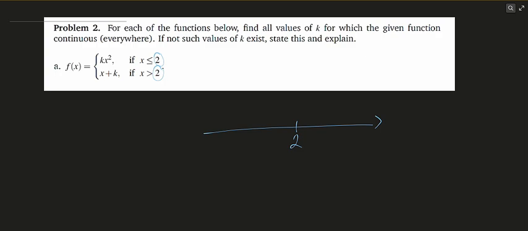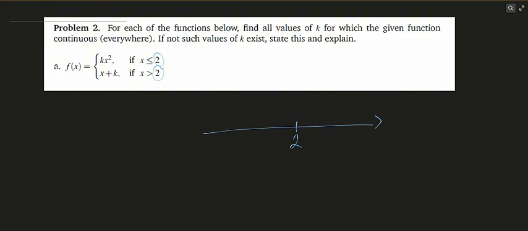The k times x squared is continuous on its own. It's a parabola, a quadratic function. Nothing gets nicer in terms of continuity. It's continuous, it's smooth, everything is nice. The bottom piece, x plus k, is a line. Lines are also continuous. You can draw a line without lifting your pencil off the paper. The only possible point of friction, where we have to do work and choose k sensibly to make it continuous, is the point x equals 2.